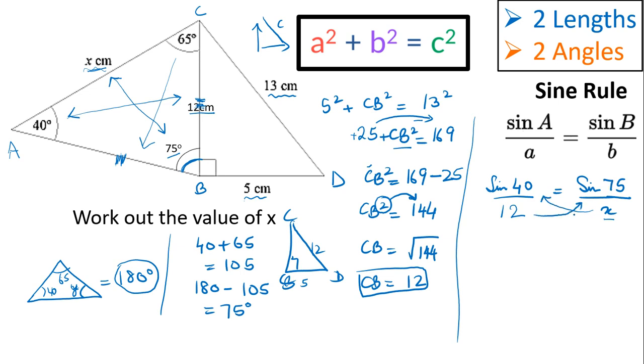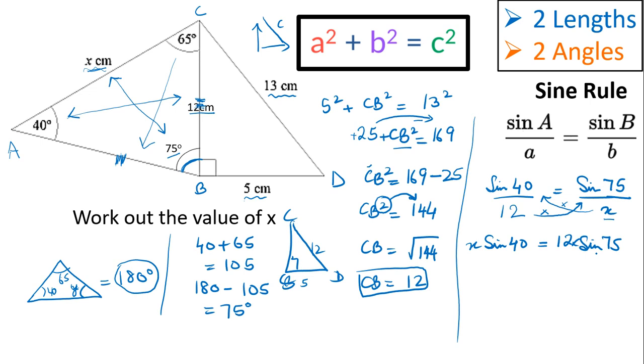Just get rid of the denominators so that you don't get confused in the end. So 12 is in division with the sine 40. When it goes to the other side, it turns into multiplication. Similarly, x is in division on this side. When it goes to the other side, it turns into multiplication, which means I will be having something like this. X times sine 40 is going to be equal to 12 times sine 75.